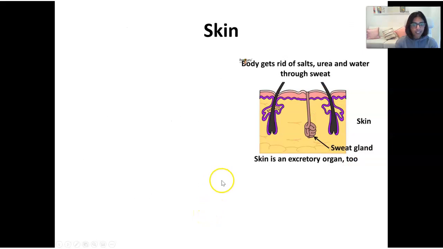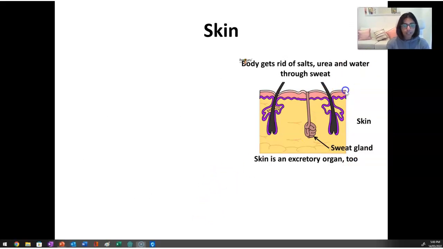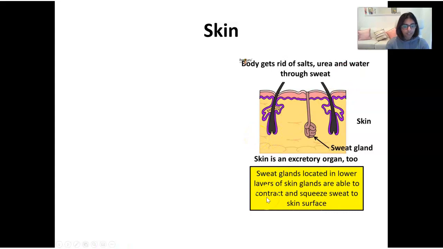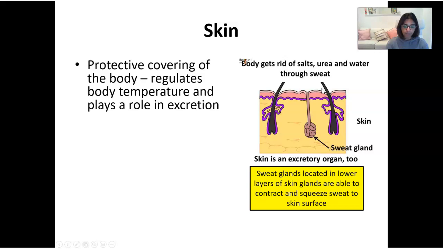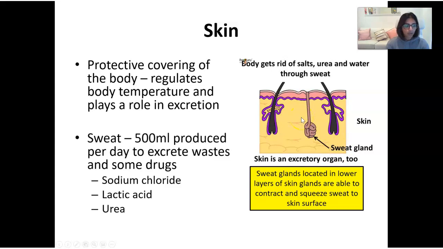Okay, so we're looking at the skin now as another excretory organ. So we know that in this cross section of the skin here, this is the skin surface, this is a hair follicle, you have a sweat gland. So the sweat gland will secrete sweat onto the skin surface, which will then evaporate, and its main function is to cool us down. So the sweat glands will squeeze that sweat onto the surface, and it will play a role in excretion of metabolic waste also.